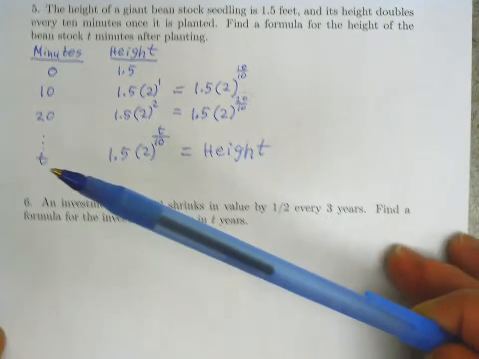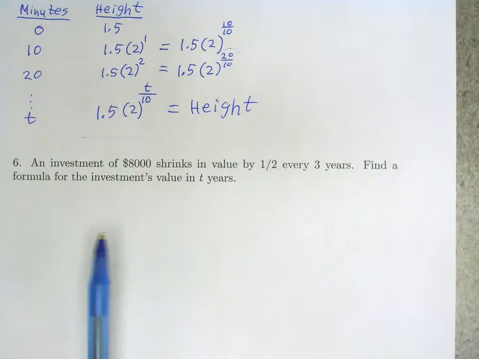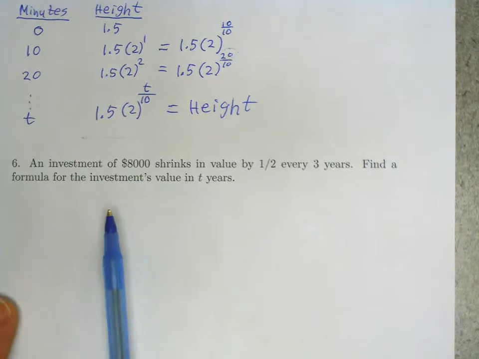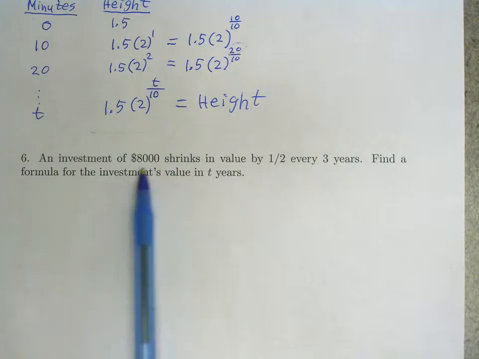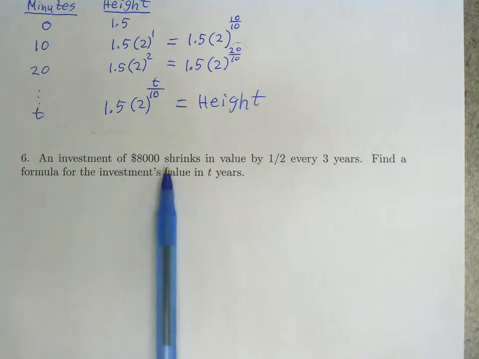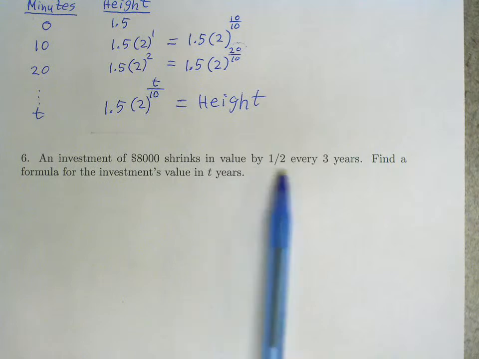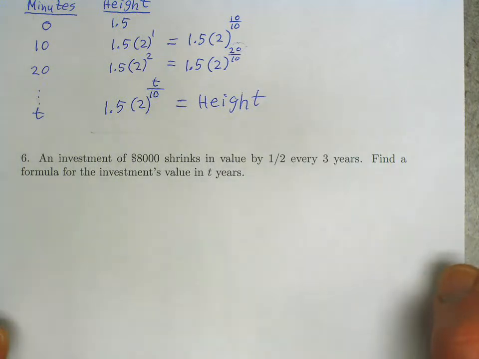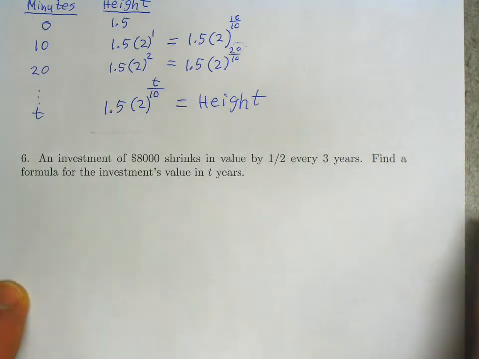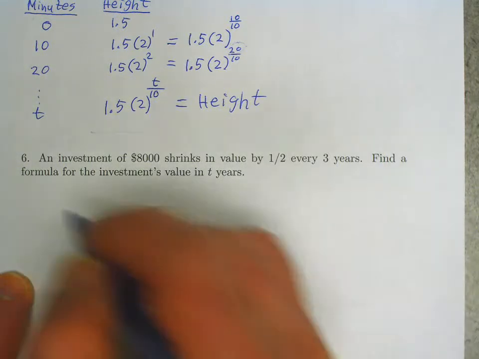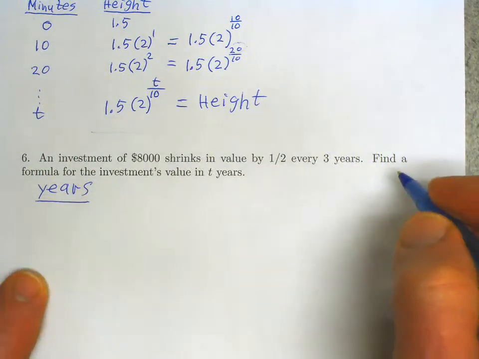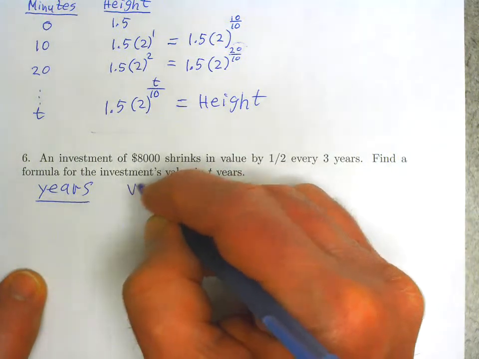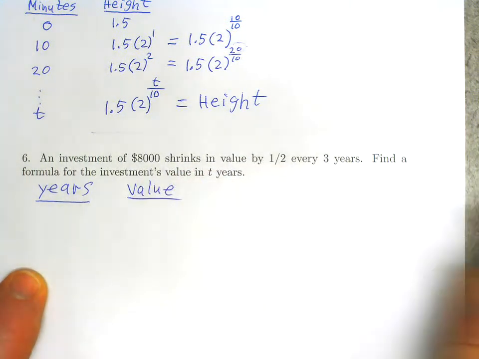Okay, so the next example involves an investment that shrinks. An investment of $8,000 shrinks in value by 1/2 every 3 years. Find a formula for the investment's value in t years. Okay, so we'll create a column for the number of years and the value of the investment in another column.